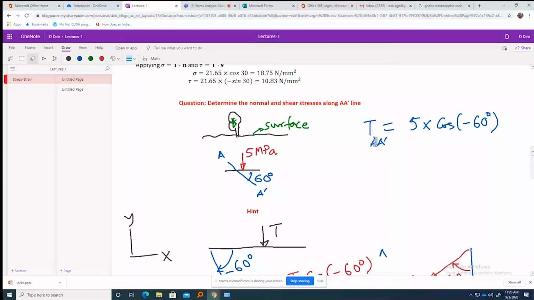Now here I should also take the 5 as negative, but I will tell you later. Now you can do it with positive also, no problem. Just use the value. So now you have to tell me what is sigma and what is tau.